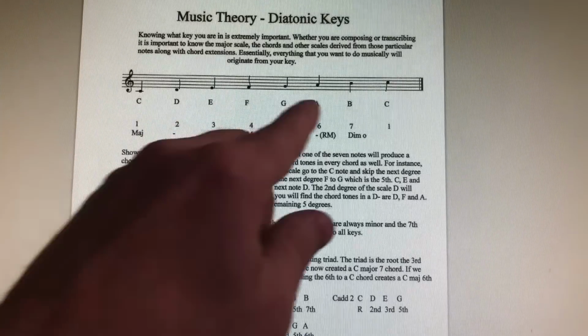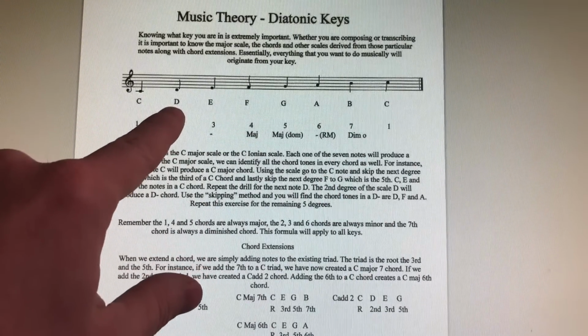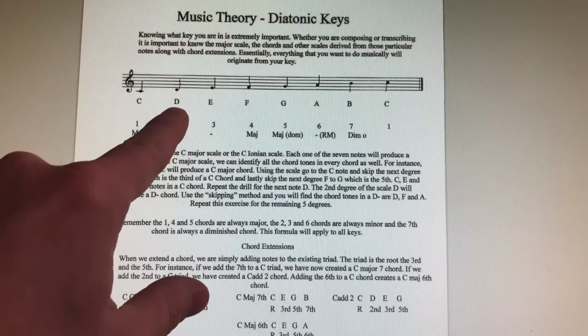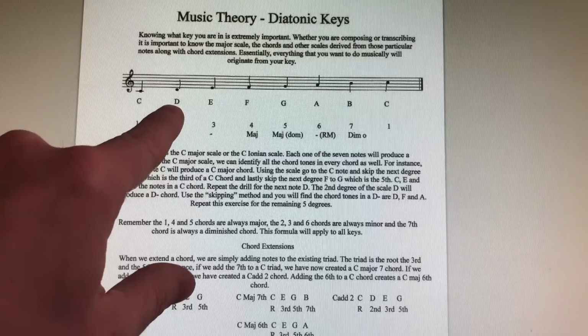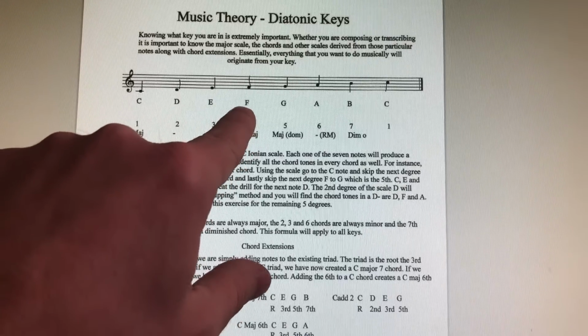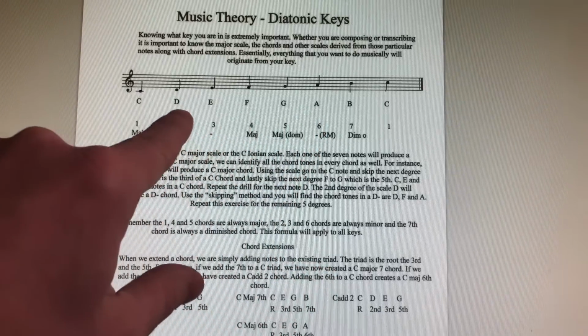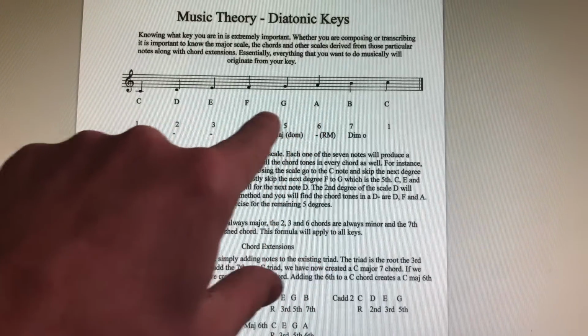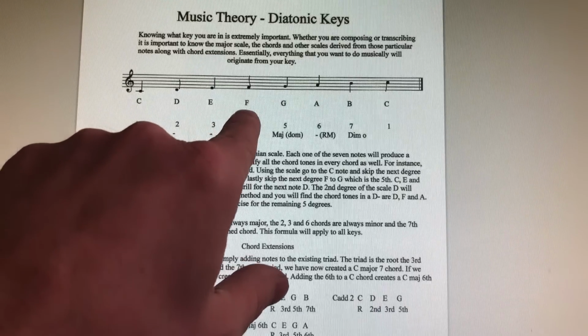Now you can follow this with the rest of the scale. If you want to figure out, well, what's in a D minor chord? Well, D, F, and A. The D is the root, the F is the flatted 3rd, and the A is the 5th. So D, F, and A. In a major chord, this would be sharped.